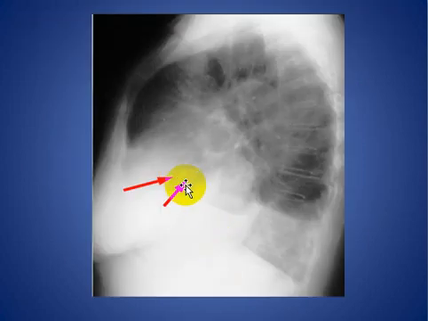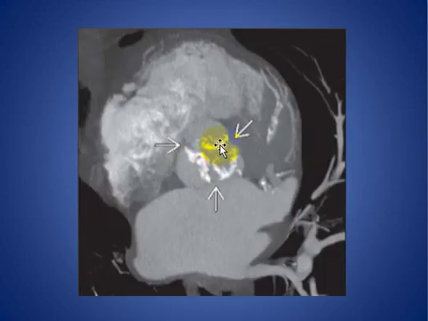Here, a patient with calcification of the aortic valve on this lateral chest X-ray, and the patient has critical aortic stenosis. And here, this is another patient with a CT image with calcification of the aortic valve, dense calcification involving the aortic valve cusps. This is the cusp, and this is the cusp, and this is the cusp. And calcification also correlates with the severity of the stenosis.